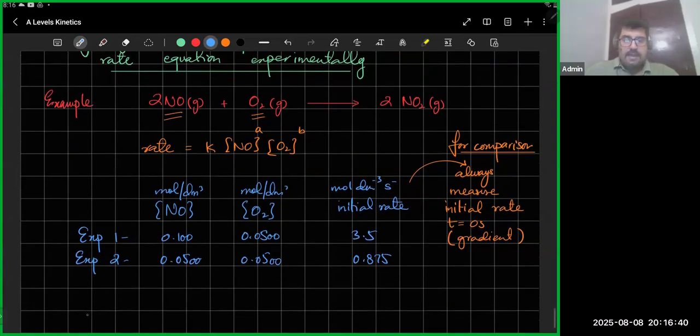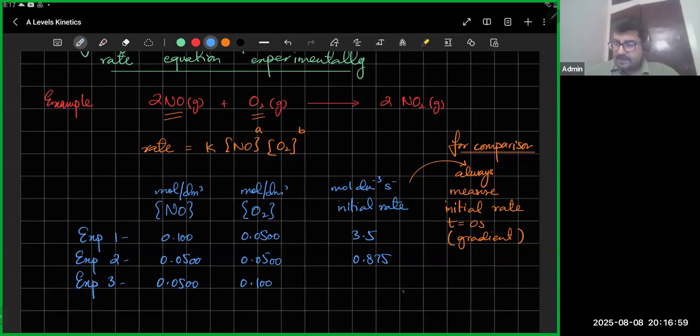Okay. And then he does another experiment. He does experiment number 3. And this time he keeps the concentration of NO as 0.05. And he doubles the concentration of O2.